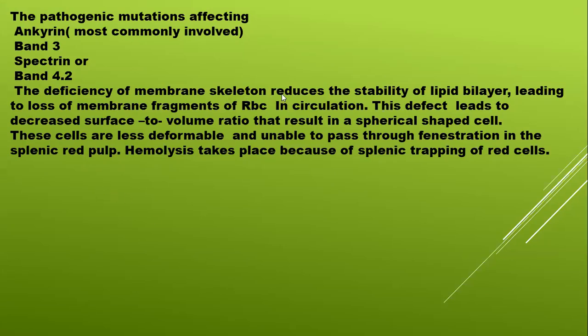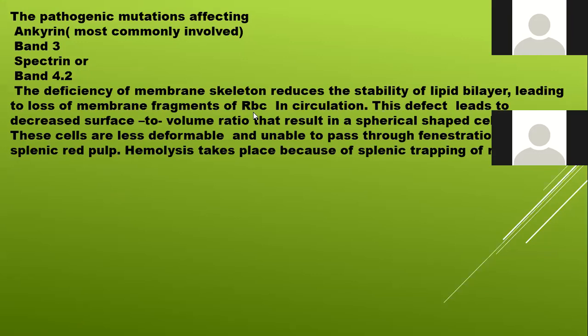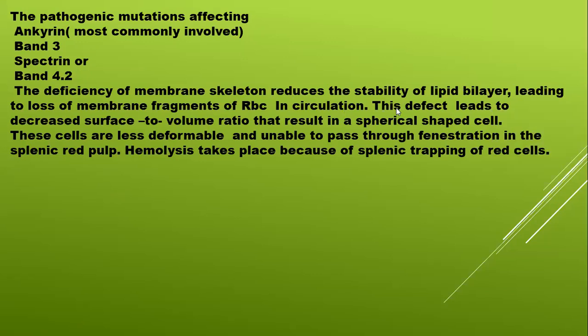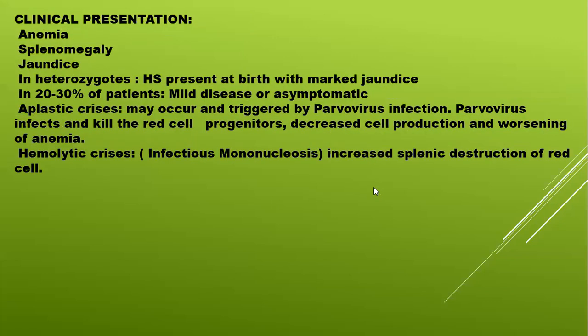The deficiency of membrane skeleton reduces the stability of lipid layer, leading to loss of membrane fragments of RBCs. In circulation, this defect leads to the decreased surface to volume ratio that results in the spherical shaped cells. These are less deformable and unable to pass through the fenestrations in the splenic red pulp. So, hemolysis takes place because of the splenic trapping of these red cells.